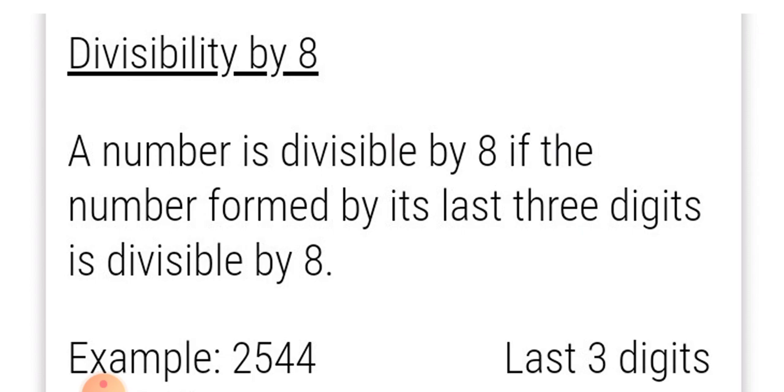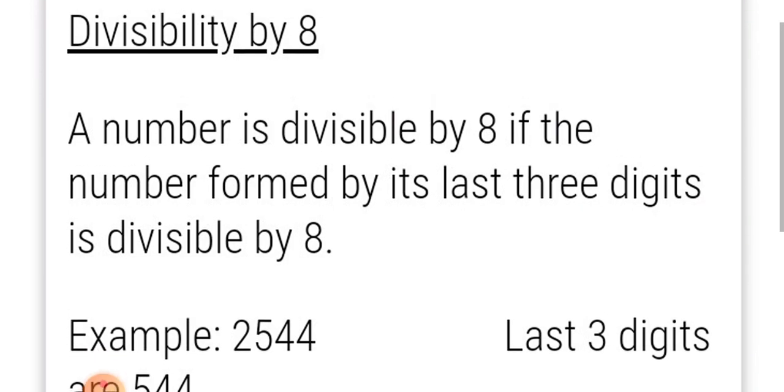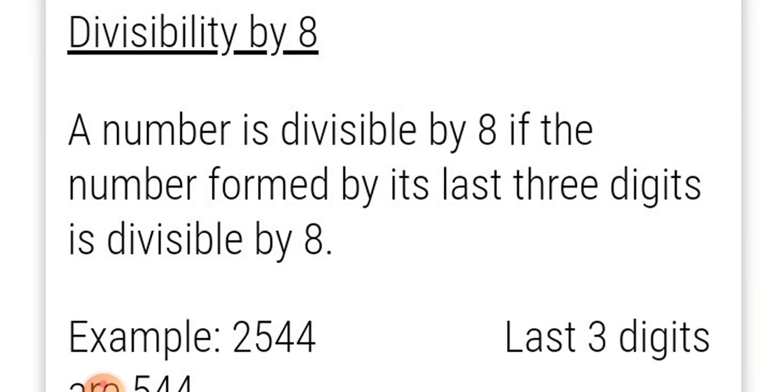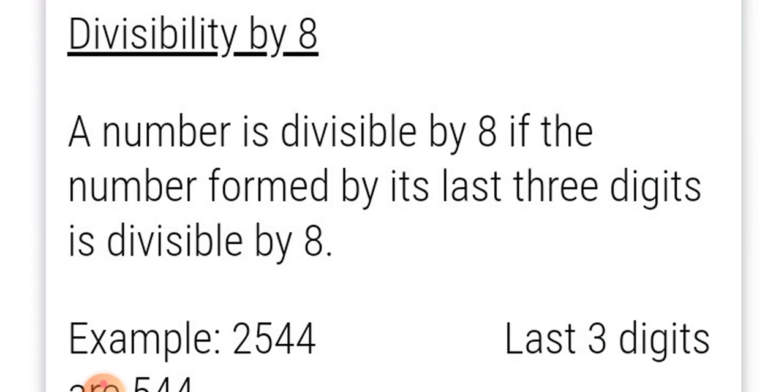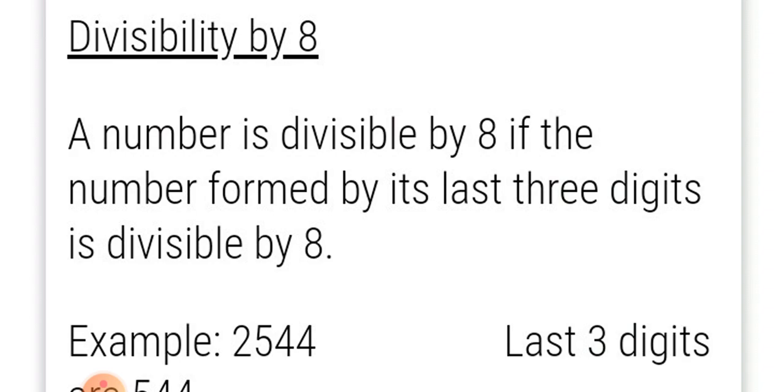In this divisibility rule of 8, you have to check the last three digits. If the last three digits are divisible by 8, then the whole number will be divisible by 8. So look at this number, children. 2544. This is the given number. So here you have to check the last three digits. That means ones, tens and hundreds. All three places you have to take. Here that is 544. So you check whether 544 is divisible by 8 or not.